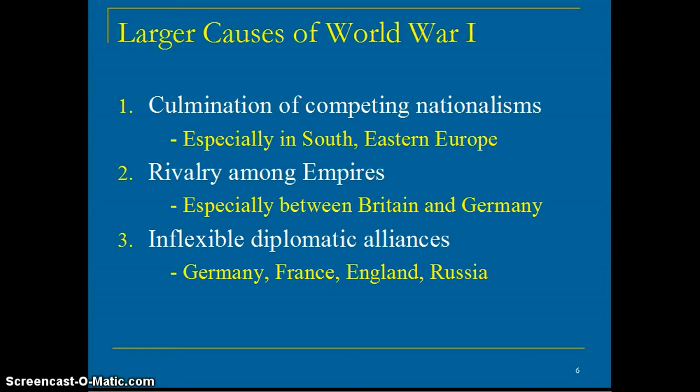What I said before, Austria-Hungary has an empire. Some of the groups want to separate. This sets up a situation for some of the turmoil that's going to be in there. Rivalry among empires. This is a big thing, especially the rivalry between Britain and Germany, and the stuff that played out with imperialism that we covered, I believe, in the last chapter, with the pressure to acquire more territories or more colonies, and then inflexible diplomatic alliances.